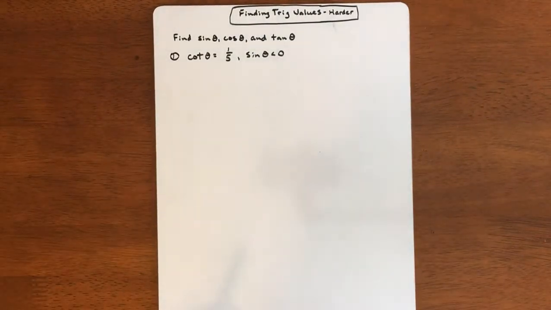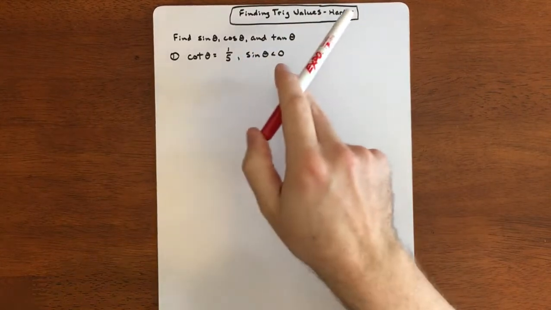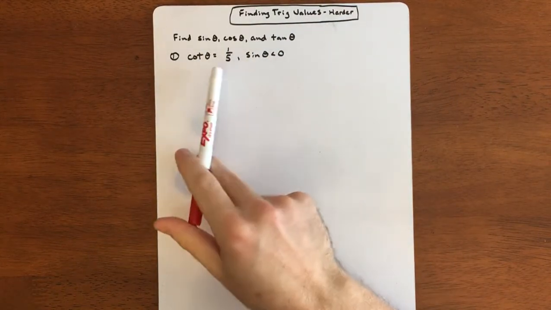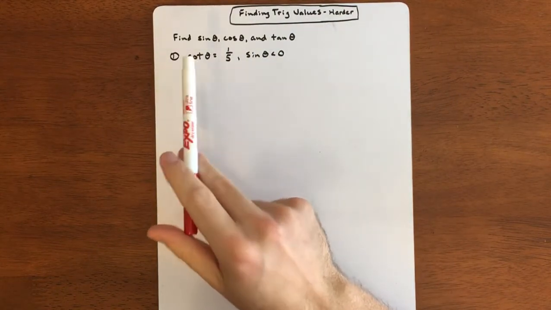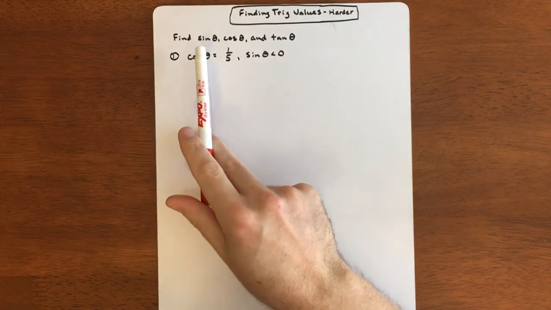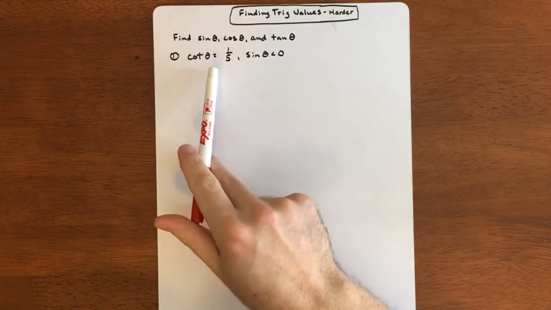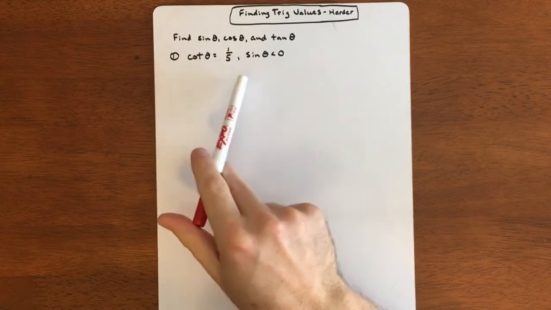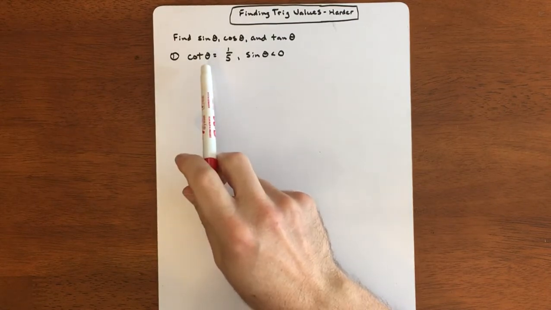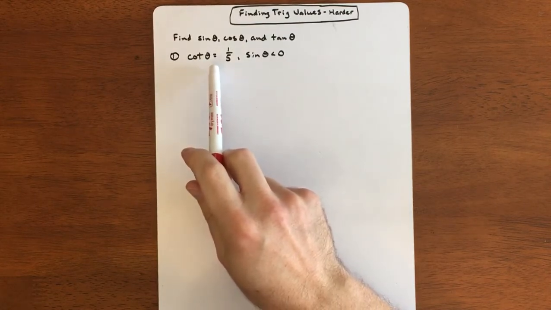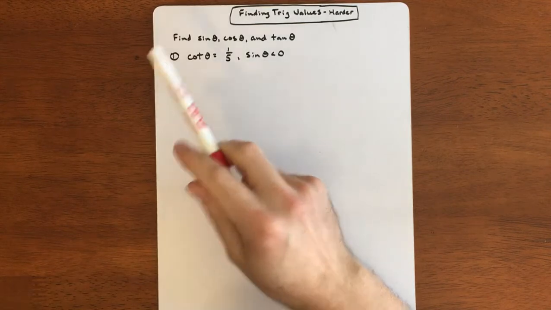In these two examples, we are going to be finding some trig values, which might be a little more challenging, given just some of the information. Our main goal is to find sine, cosine, and tangent, and I always find a visual very helpful. So I'm going to draw a triangle, and I just have to figure out what quadrant we're going to be in.